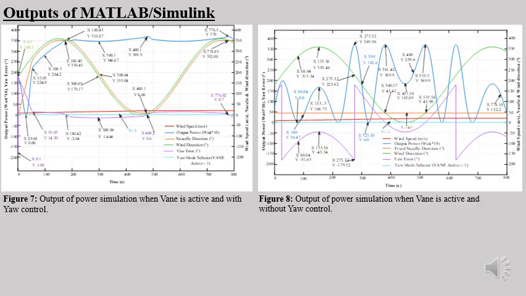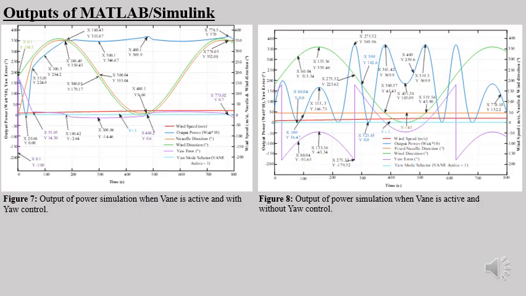In contrast, the case without yaw control looks very different. Here the nacelle is fixed at 45 degrees and cannot rotate to follow the wind. Because of this, the yaw error stays large most of the time and the turbine produces highly unstable power. For example, at around 80 seconds, the yaw error is nearly minus 92 degrees and the output drops to zero because the wind is hitting the blade sideways.